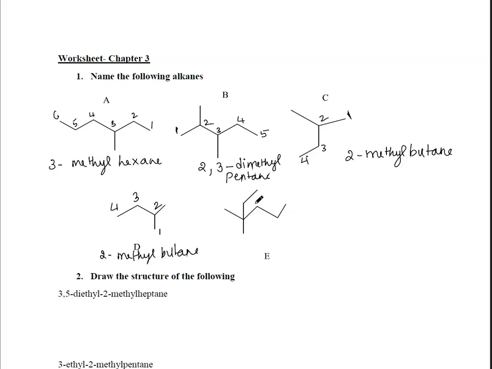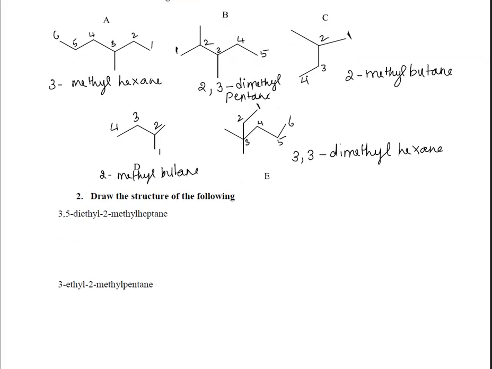Now in this case, the E, the last one, here you will start numbering from this end, right? Because 1, 2, 3, 4, 5, 6 is a 6 carbon atom chain. It will be 3,3-dimethyl hexane, right? So this is how we name the examples that are given in this.